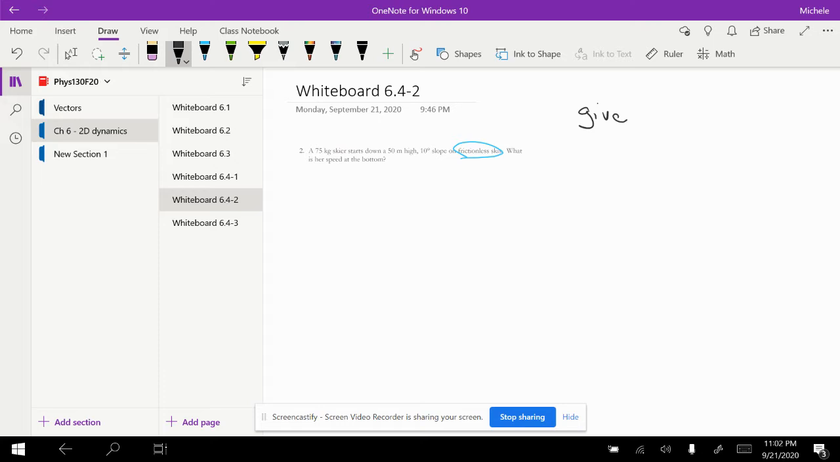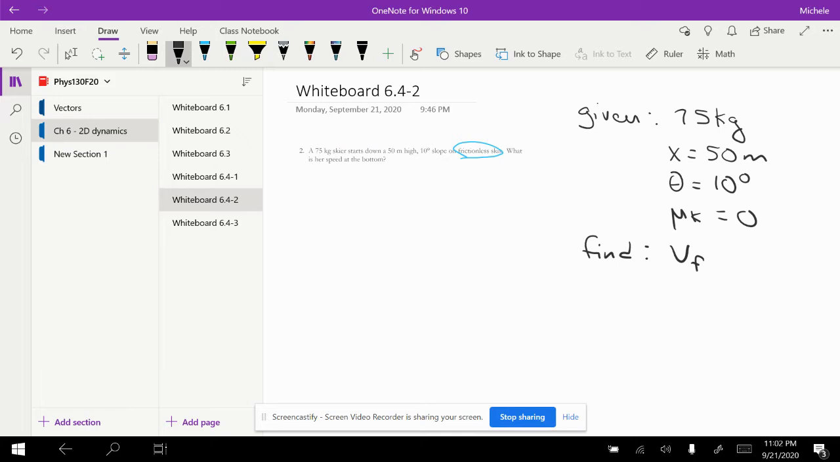So we're given that we have a 75 kilogram skier. She starts, let's say x is equal to 50 meters, and theta is equal to 10 degrees. I'm going to say mu k, the coefficient of kinetic friction, is equal to 0. And I want to find her speed at the bottom, so I'm going to say that's V final.